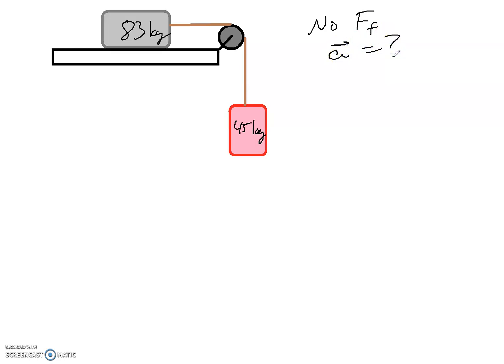Now, first of all, let's see what is trying to move this thing. The only thing that is trying to move the system is the 45 kilogram box. If we cut the rope, it would fall. The 83 kilogram box would do absolutely nothing, so it's not really pulling. So the 45 kilogram box is the only thing that's actually pulling, and of course it is pulling with its force of gravity. So if we do the mg for this box, we have about 440 newtons of gravity pulling on it. That is the only applied force there is, and there's nothing else trying to slow it down.